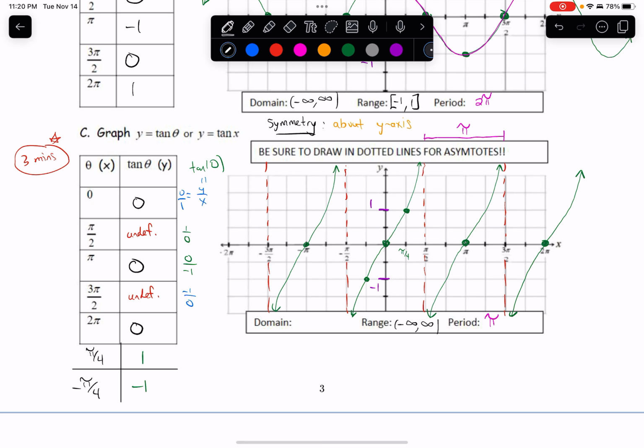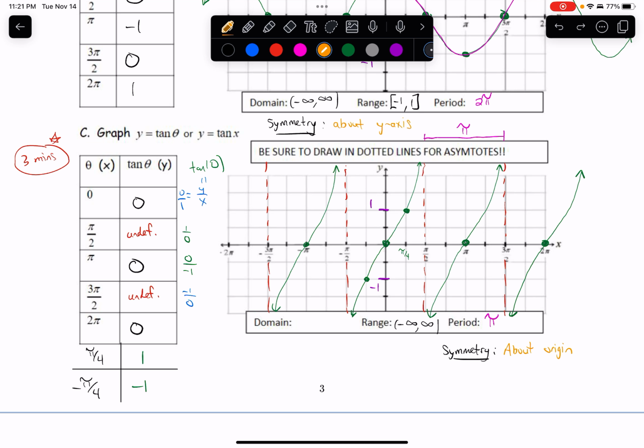Before I get to domain, what's the symmetry? What type of symmetry does this graph have? Well, the symmetry is about the origin. If I take any point on the graph, like this one, the mirror image of it across the origin is also another point on the graph. So it's symmetric about the origin.